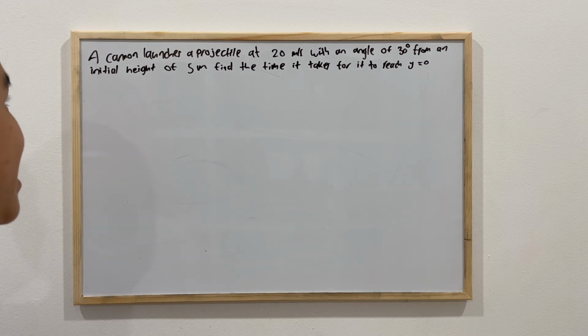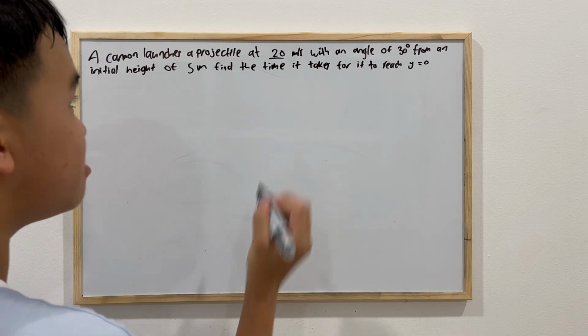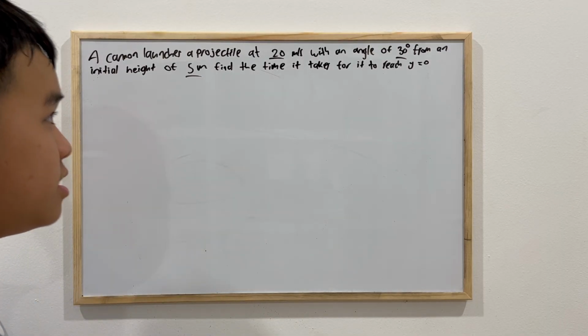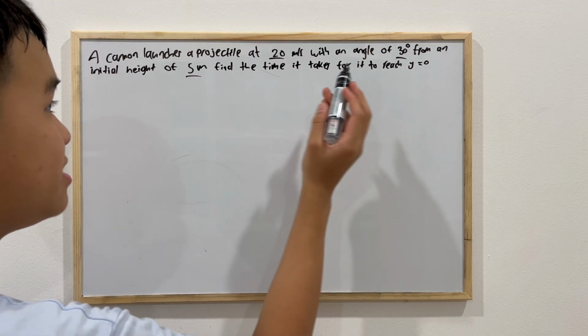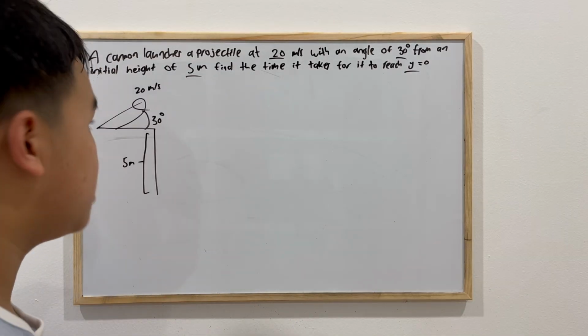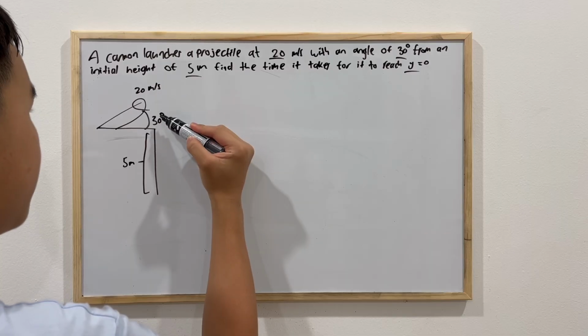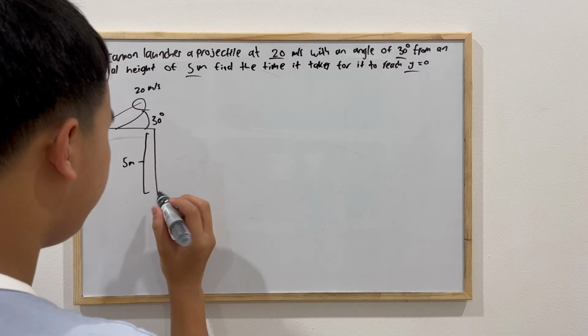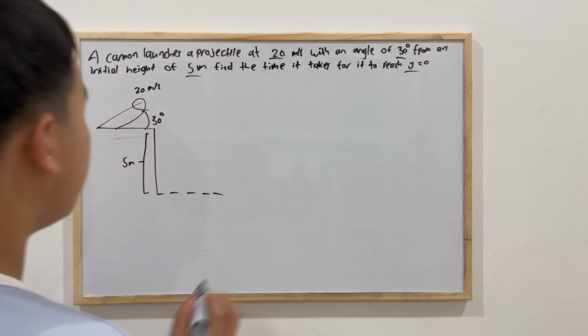Alright, today's problem. A cannon launches a projectile at 20 meters a second with an angle of 30 degrees from an initial height of 5 meters. And the question is asking us to find the time it takes for it to reach y equals 0. So, let's draw a cannon. Alright, so we have here a cannon with an angle of 30 degrees, firing at 20 meters a second, elevated 5 meters from, and this is going to be the ground.